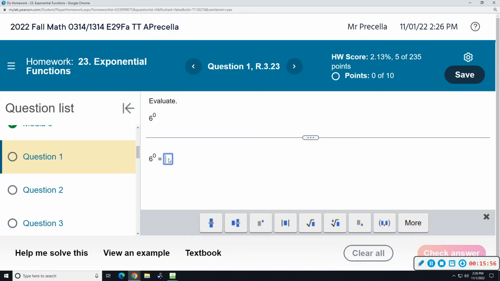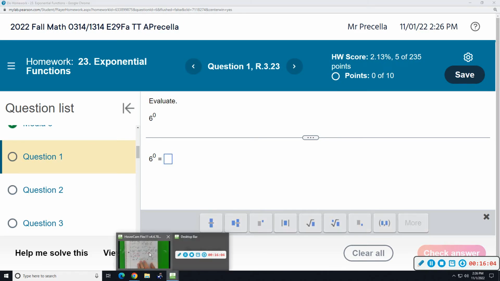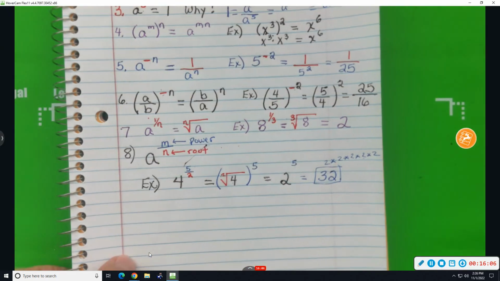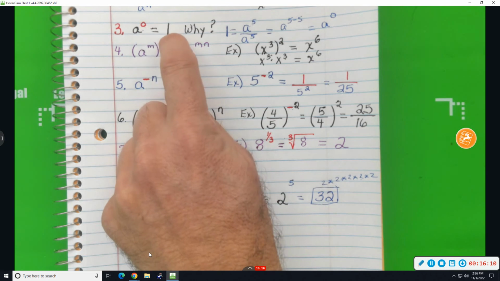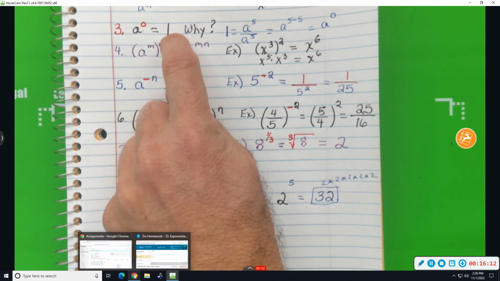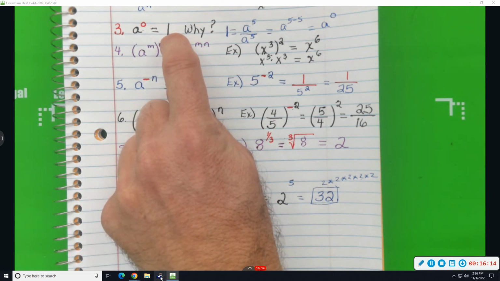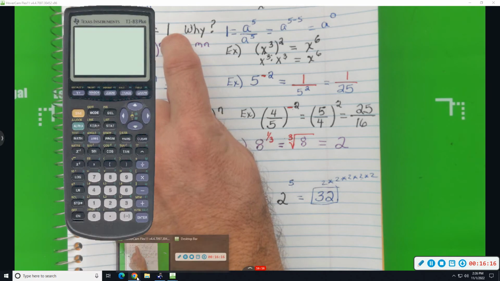6 to the 0. Do we need to write anything down for this one? No, it's a classic example of the third rule. Anything to the 0 power is 1. Sometimes students don't believe it unless they see it with a calculator.